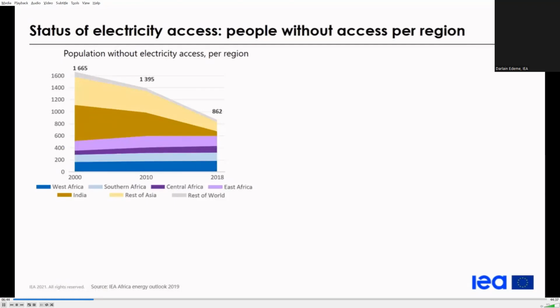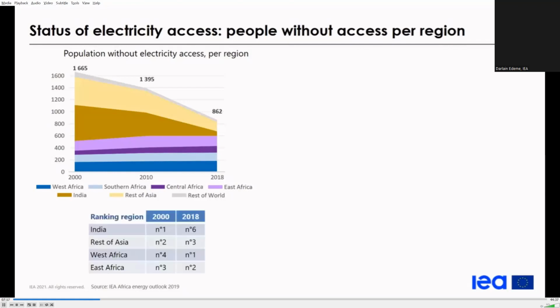You can look at the breakdown per region in Africa, with of course some regions where we have important countries. We can think of DRC, which is a very heavy weight for Central Africa, or of Nigeria, which is also important for West Africa, concentrating close to 70 million people without access to electricity.